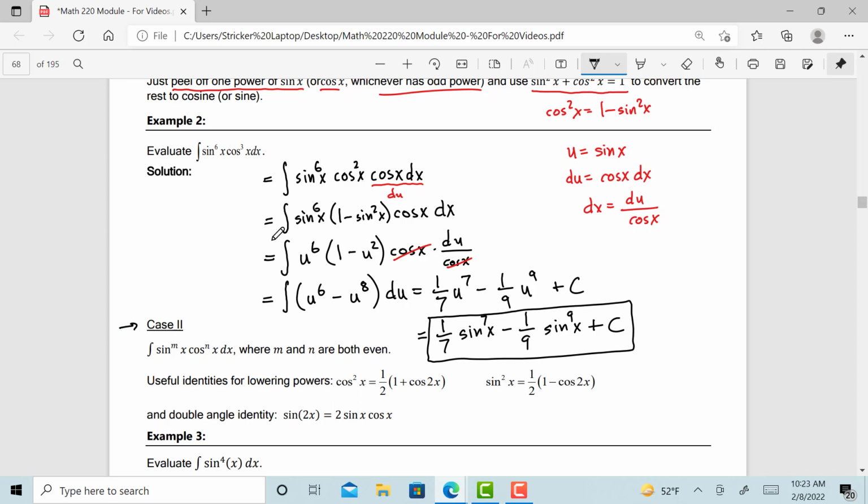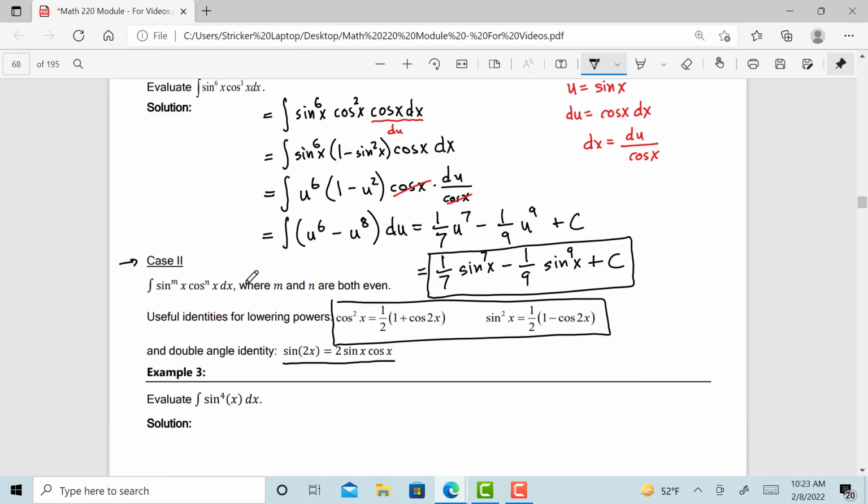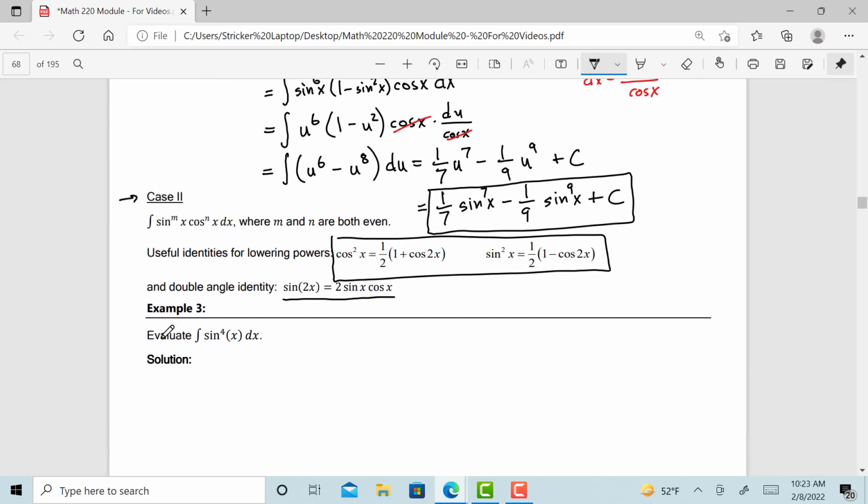That's case 2. If both powers are even, then we're going to use some trig identities to help us lower the powers on sine or cosine. So you can see some here in the notes that are going to be helpful to us. We have these here, which are most of the time what we're going to use, but there's also this double angle identity that you can use as well. I generally use these half angle ones. So if you look at example 3, you can see we have the integral of sine of x to the fourth power dx.